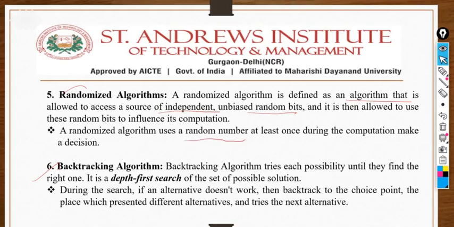So during the discussion of the sorting algorithms, quick sort and all, we will also discuss the randomized algorithm. Next is the backtracking algorithm. It tries each possibility until it finds the right one. It is a depth first search actually. During the search, if an alternative doesn't work, then backtrack to the choice point. That is the main objective of this algorithm. One by one we will discuss these design techniques throughout your subject. Your complete syllabus consists of these design techniques and solutions to the problems.